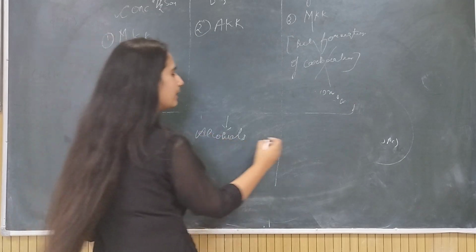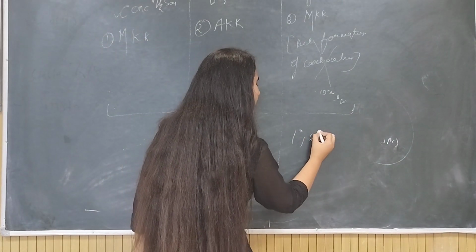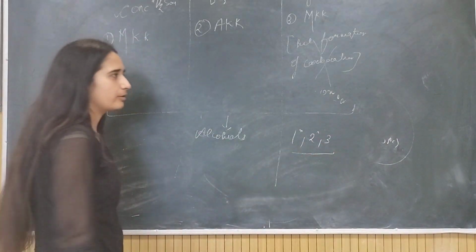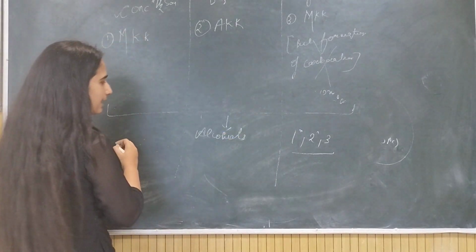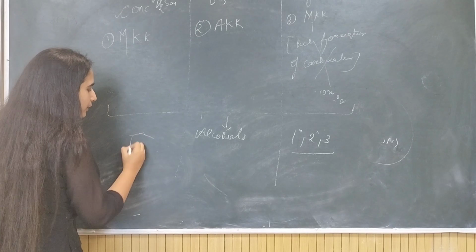These 3 methods are used to prepare different types of alcohols. It can be 1 degree, 2 degree and 3 degree. But all these 3 mechanisms cannot be used for the formation of phenols.